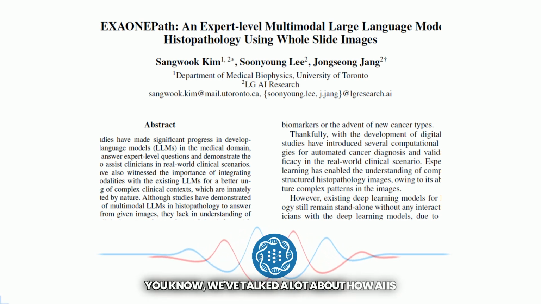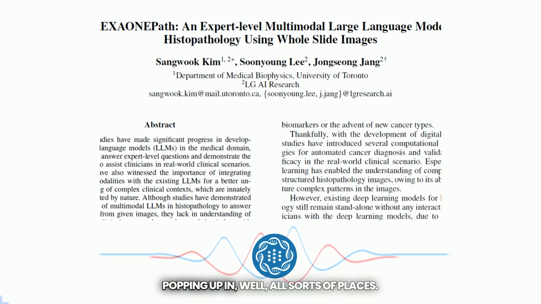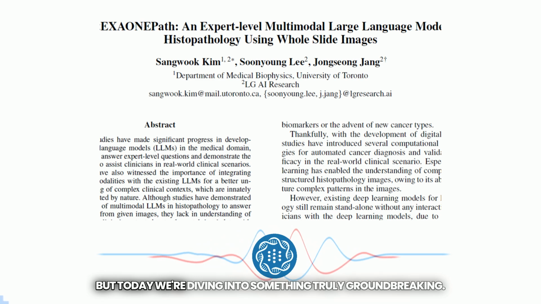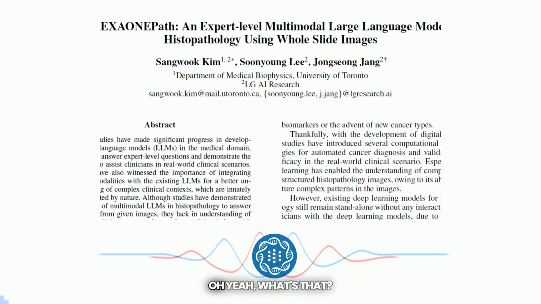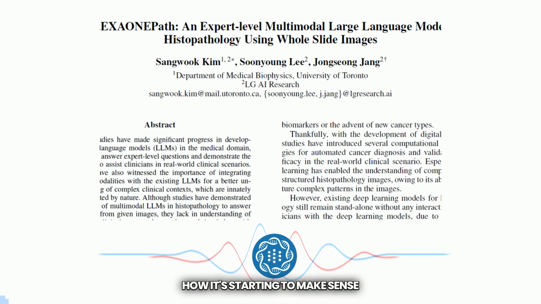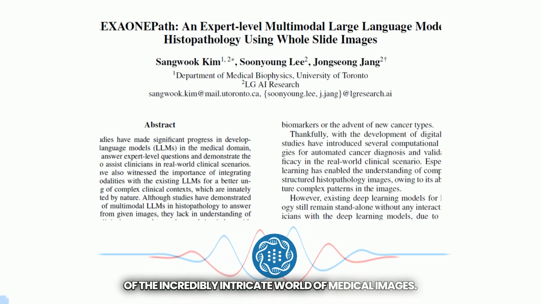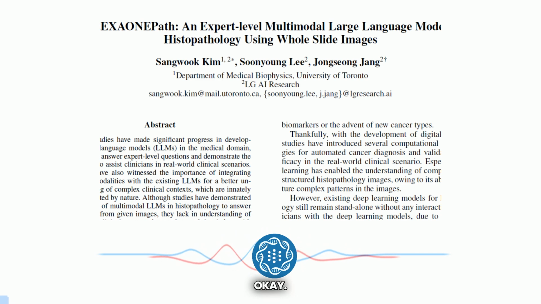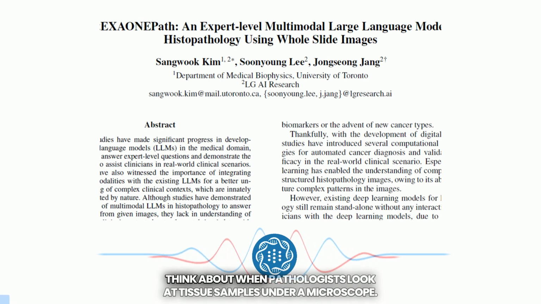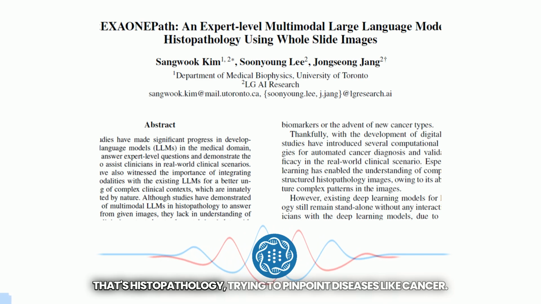You know, we've talked a lot about how AI is popping up in, well, all sorts of places. But today we're diving into something truly groundbreaking. Oh, yeah. What's that? How it's starting to make sense of the incredibly intricate world of medical images. Like microscopy stuff. Exactly. Think about when pathologists look at tissue samples under a microscope, that's histopathology, trying to pinpoint diseases like cancer.